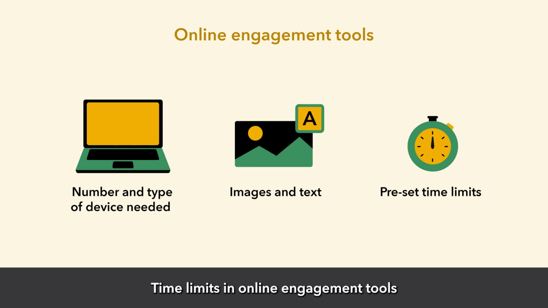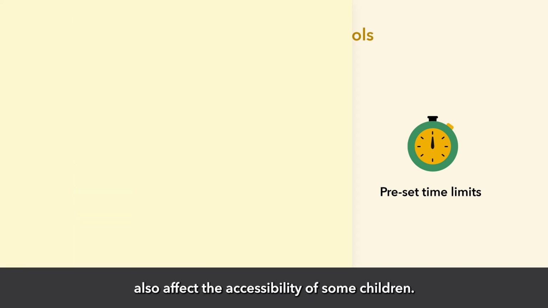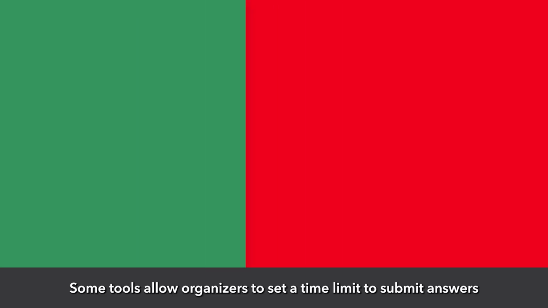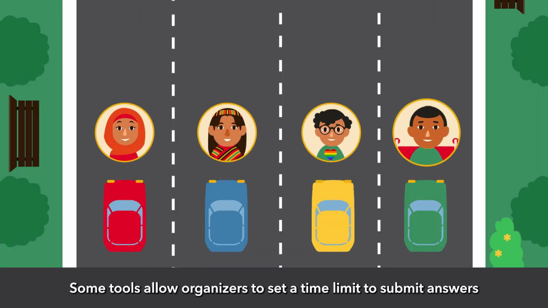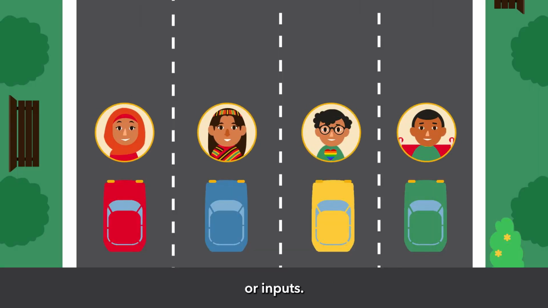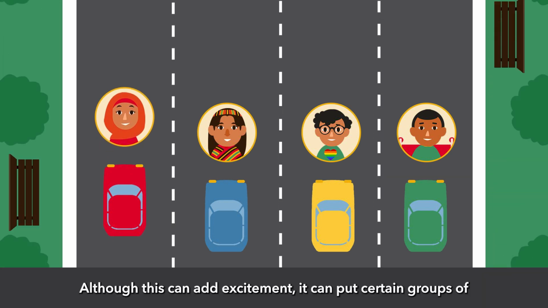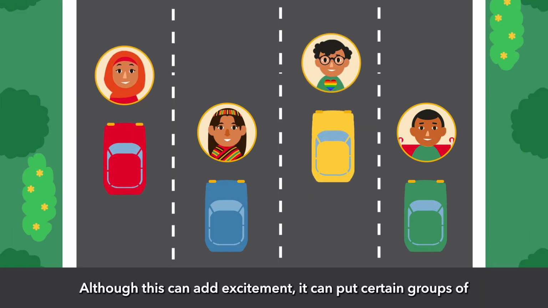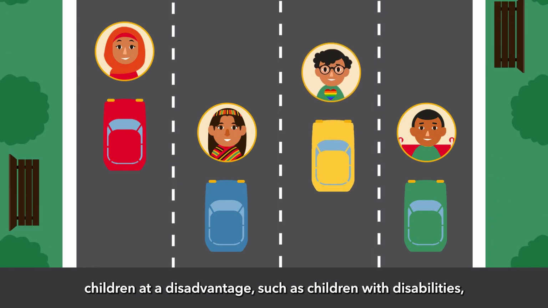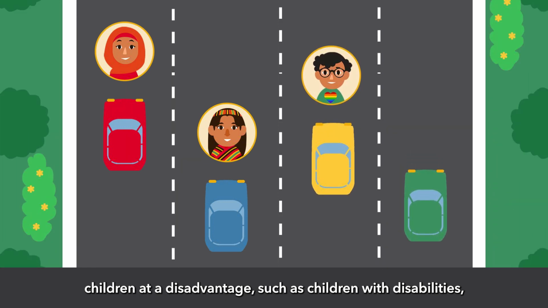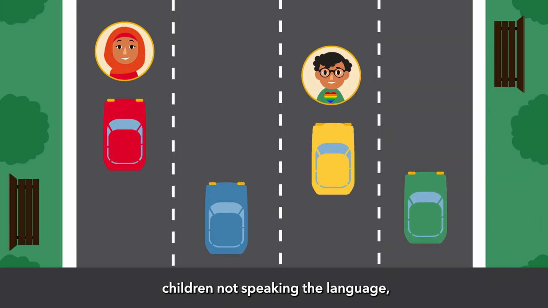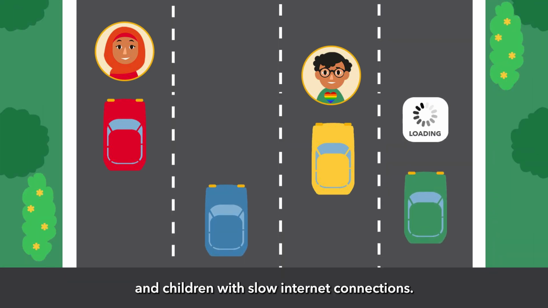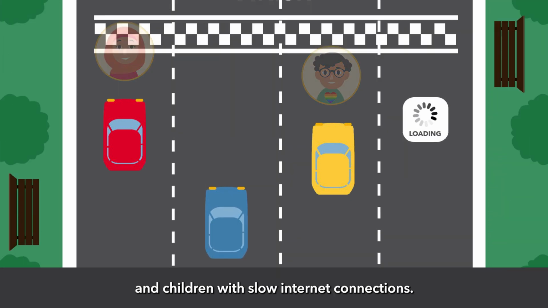Time limits in online engagement tools also affect the accessibility of some children. Some tools allow organizers to set a time limit to submit answers or inputs. Although this can add excitement, it can put certain groups of children at a disadvantage, such as children with disabilities, children not speaking the language, and children with slow internet connections.